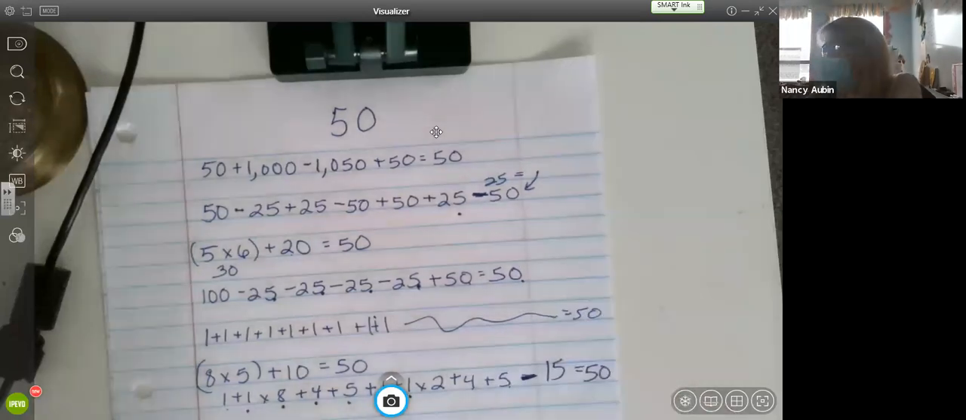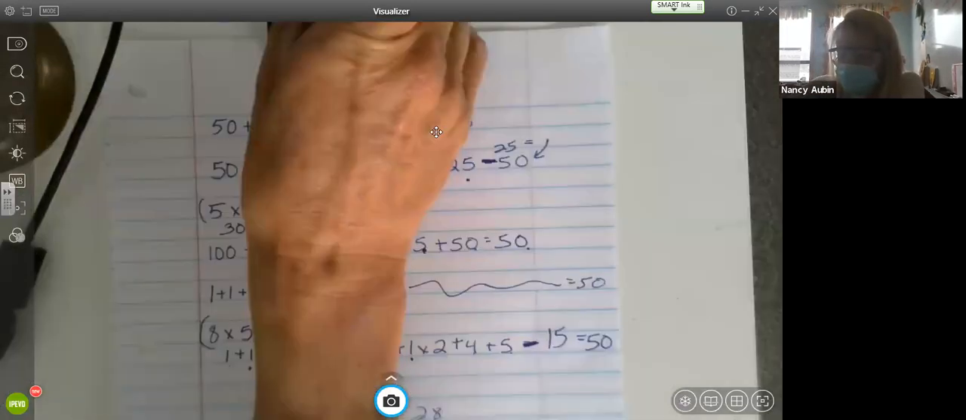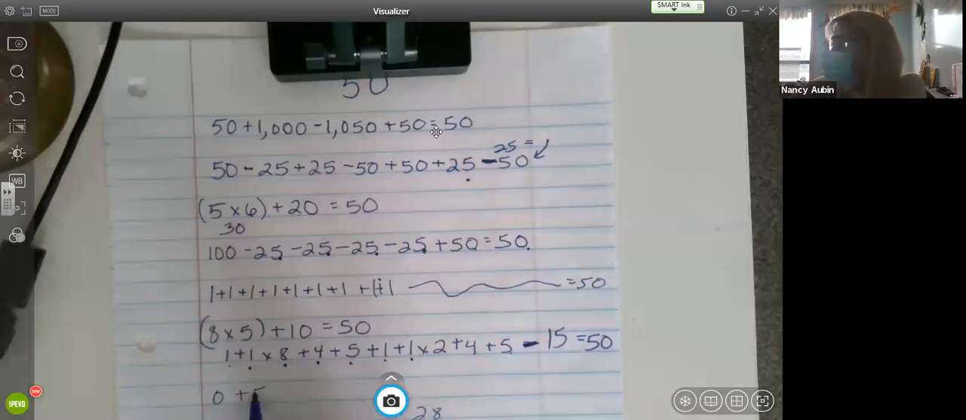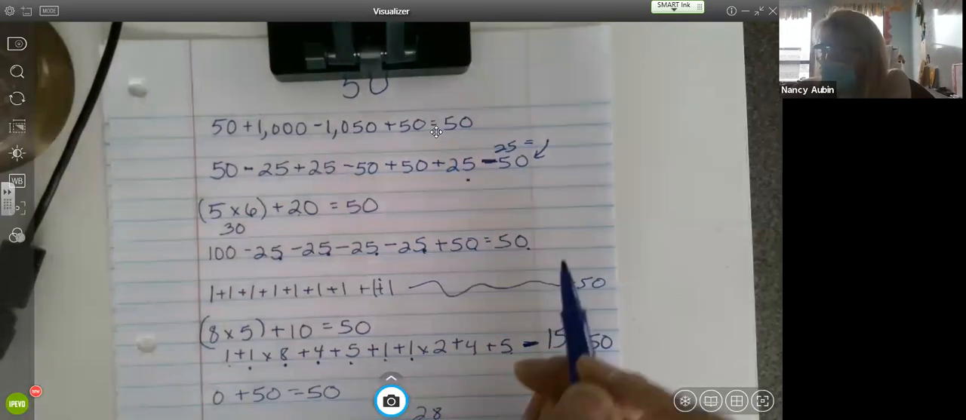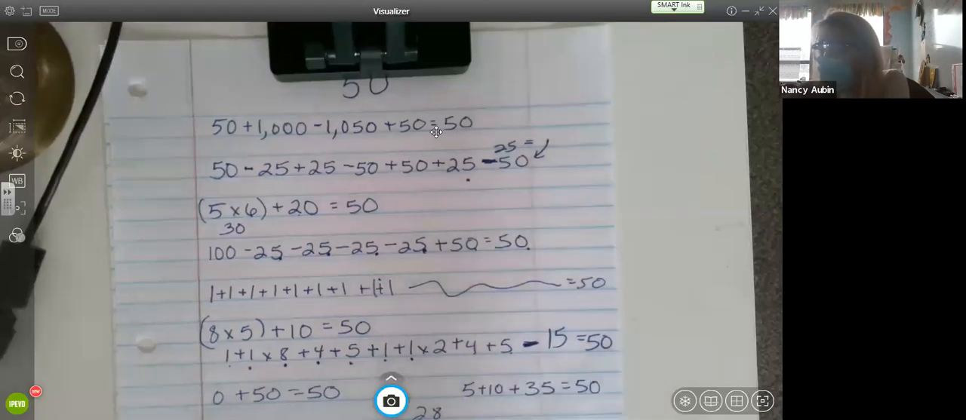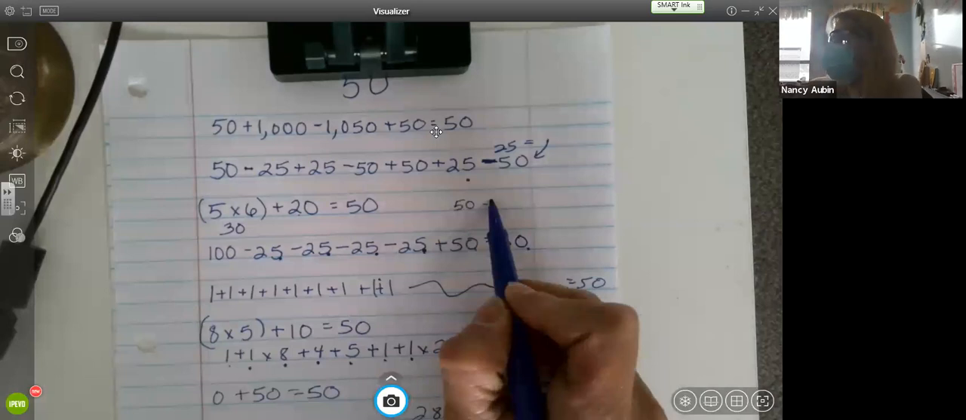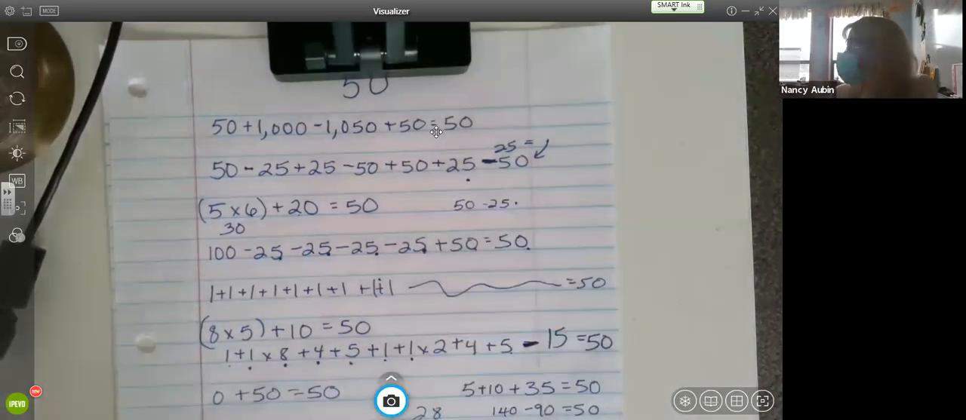All right, Astria. Holy moly. 0 plus 50. Yepper. Serene. 5 plus 10 plus 35 would equal 50. Cooper. 140 minus 90 equals 50. Finn. So 50 minus 25. Mm-hmm. Wait, you already had a turn, right? Who hasn't had a turn?